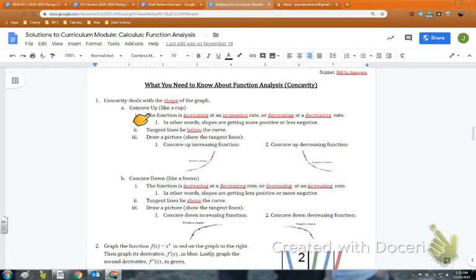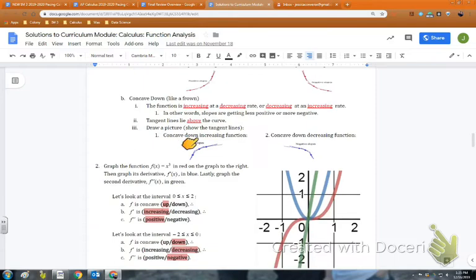Then we talked about concavity. So we said concavity talks about the shape of the graph. If a function's increasing at an increasing rate or decreasing at a decreasing rate, we call that concave up. And the tangent lines lie below the curve in this example. So here's a function that's concave up and it's increasing. Notice that the slopes are getting steeper, so this is increasing at an increasing rate. And then here the slopes are getting steeper as well because they're getting less negative, so this is decreasing at a decreasing rate. The slopes are getting less and less negative, so concave up as well. The opposites were true for concave down.